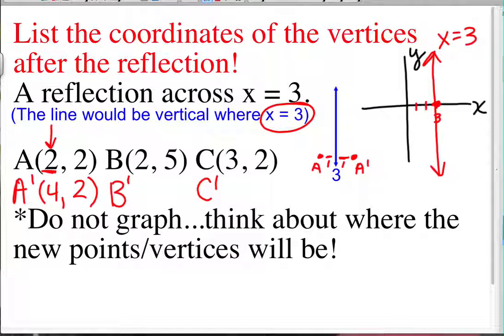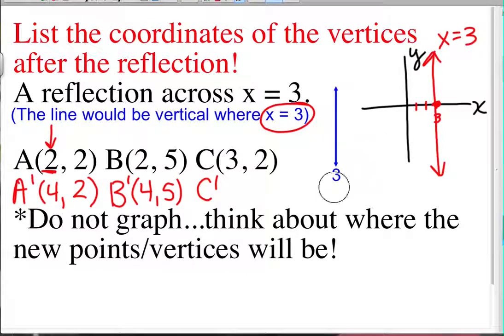What about B? Well, B, its original location for x was over 2, just like A. B would be like there, which again is 1 unit away from the line where x is 3, so it needs to be 1 unit away to the other side. This would be B prime. So what would the value be at B prime for x? It would be 4, just like it was for A.